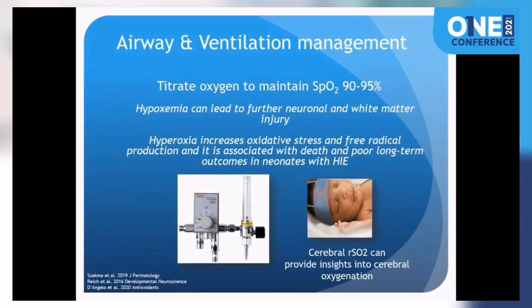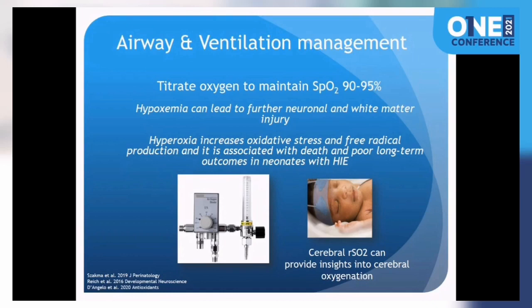With therapeutic hypothermia, there is reduced oxygen consumption due to lower metabolic needs, and therefore an increased risk of oxidative stress and release of inflammatory mediators. Hyperoxia is associated with death and poor long-term outcomes, leading to alterations in developmental processes such as neuroplasticity and myelination.